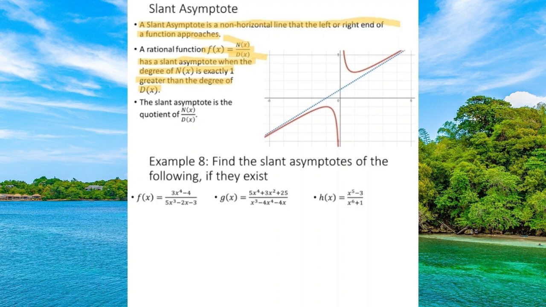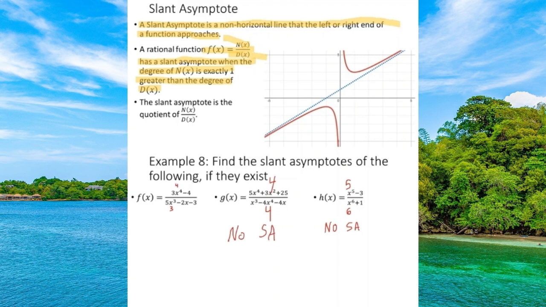If we take a look at the examples below, since g of x is a rational function where the numerator and denominator are both degree 4, then g of x has no slant asymptote. Same thing goes for h of x. Since the numerator has degree 5, while the denominator has degree 6, then h of x cannot have a slant asymptote. If we take a look at f of x, which is degree 4 in the numerator and degree 3 in the denominator, then f of x will have a slant asymptote.